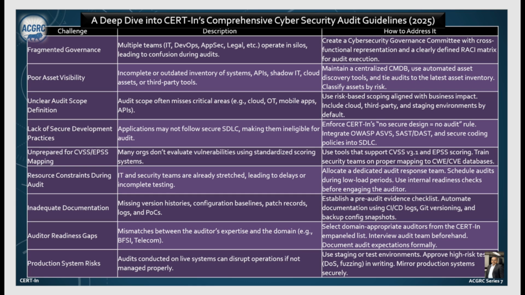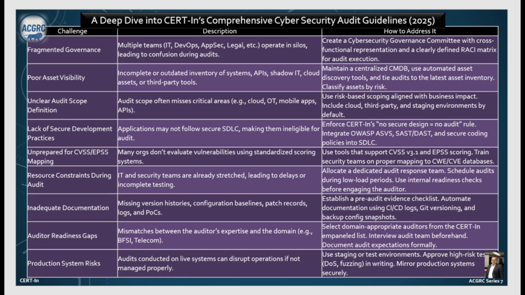The next challenge is audit scope missing critical assets. This is a case of having unclear audit scope definition. To address it, you can use risk-based scoping aligned with the business impact. You need to include your cloud, third party, and staging environments by default.